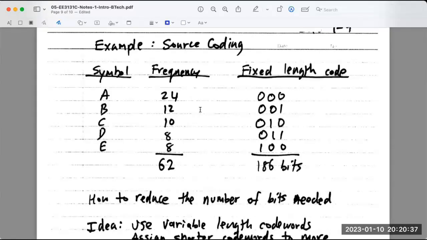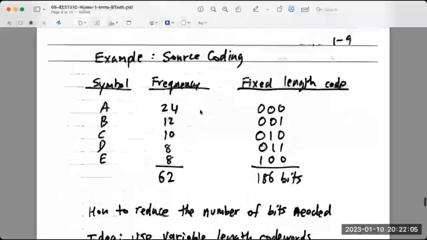Since I have 5 letters, how many bits do I need to represent 5 things? 3 bits, right? It's overkill, but I can't get away with 2, because 2 only represents 4 different things. So perhaps this is my fixed length code. A maps to 000, B maps to 001, and so on. Which means if I have 62 letters, how many bits do I need? 186 bits, right? 62 times 3. No data compression yet. Now let's do better.